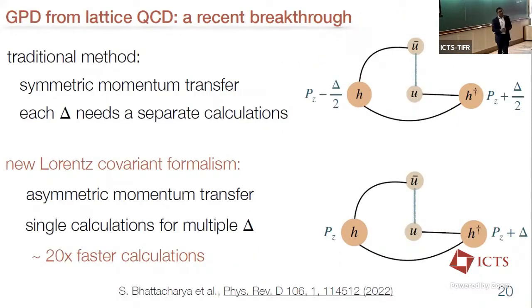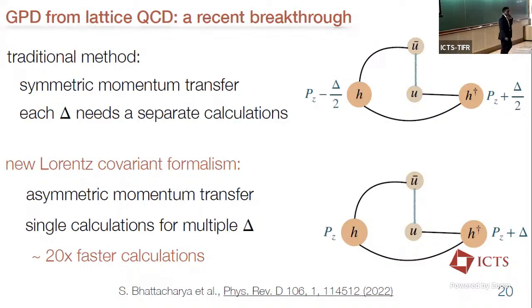The GPD calculations on the lattice are kicking off only recently, mostly because it was very hard to compute. A kind of technical breakthrough happened about a year or a year and a half ago. What used to happen is that when I take a momentum transfer between these two hadrons, traditionally we used to choose the momentum transfer to be symmetrically distributed between the two hadrons. That's a tough calculation, because you have to do separate calculations for each momentum transfer. There are technical reasons for that, let's not go into it. So if I want, say, 10 momentum transfers, I have to do 10 different calculations.